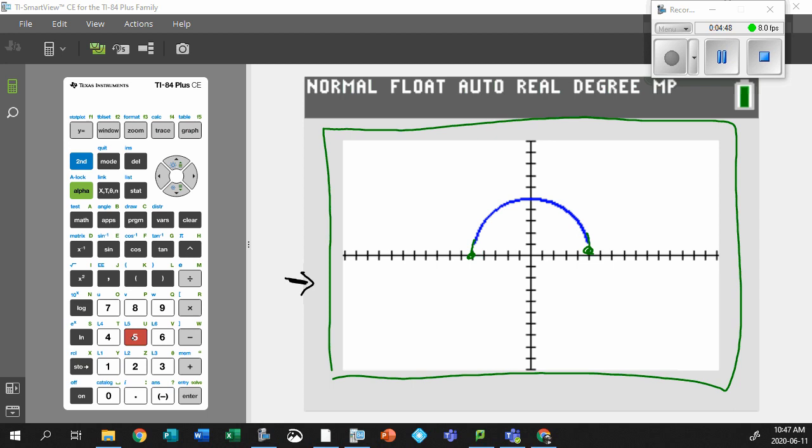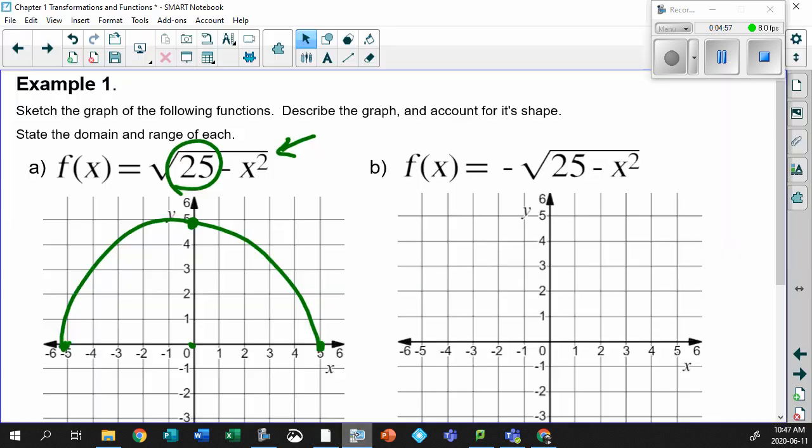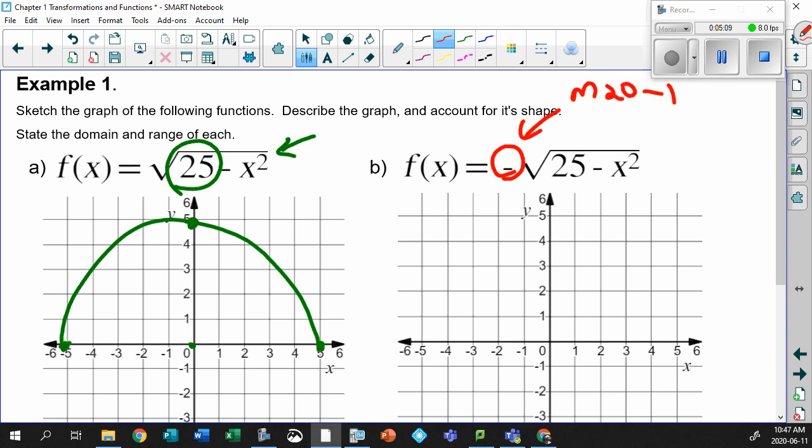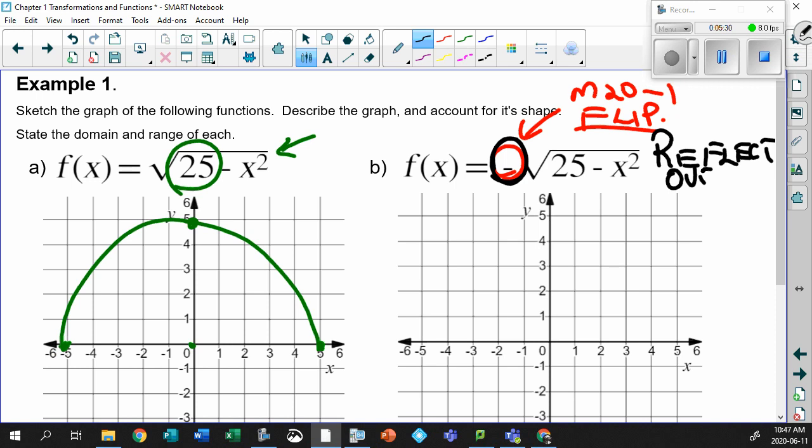So let's go back now to what we had earlier. What happens if I put a negative in front of this? You know this from Math 20-1. Math 20-1 means flip it. But now you're not Math 20-1s, you're 30-1s now, which will actually have a specific name for this. We're going to call this a reflection, and you're going to reflect this over an axis. So this is going to be reflected over, can you guess, which axis?